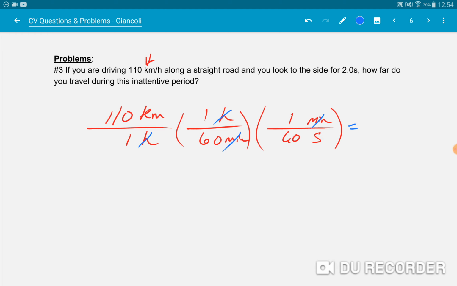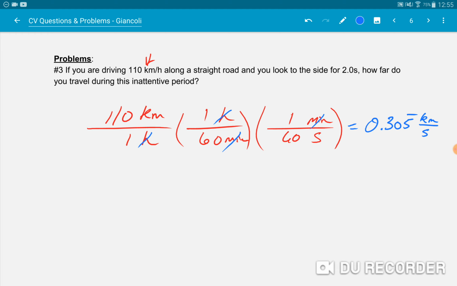I need to take 110 times 1 times 1, that's just 110, and then divide it by 60 times 60. 60 times 60 is 3,600. So I have 110 divided by 3,600. I grab my calculator, and I find that it's 0.305 repeating kilometers per second is how far we're going.